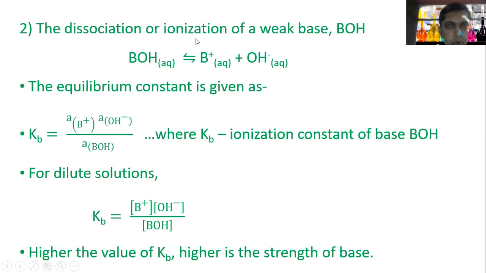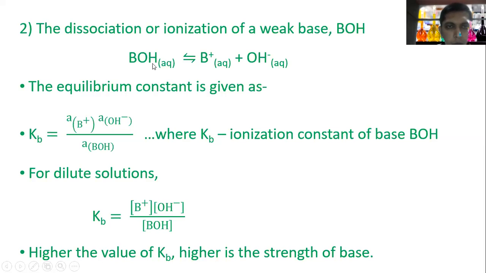Now, the dissociation or ionization of a weak base BOH. Consider that there is a weak base BOH. So this B represents the cation like Na plus or K plus or Ca2 plus, anything. So B is the cation. Here we are considering it as a univalent cation. So BOH is a base.